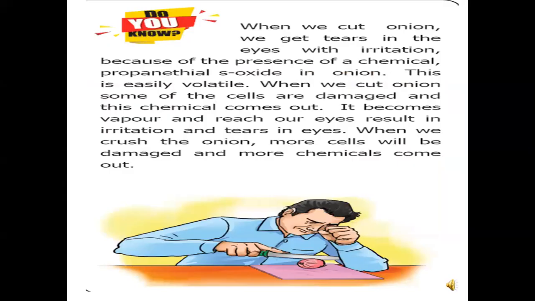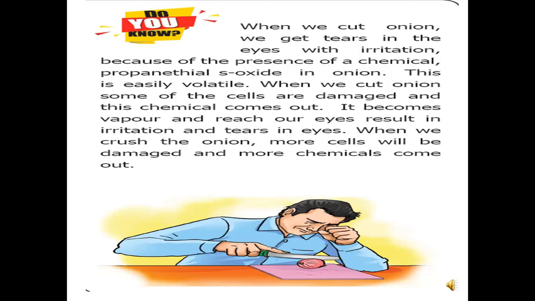Have you ever cut an onion? How do you feel? When we cut an onion, we get tears in the eyes with irritation because of the presence of a chemical, propanethial S-oxide, in the onion. This is easily volatile. When we cut an onion, some of the cells are damaged and this chemical comes out. It becomes vapor and reaches our eyes, resulting in irritation and tears.